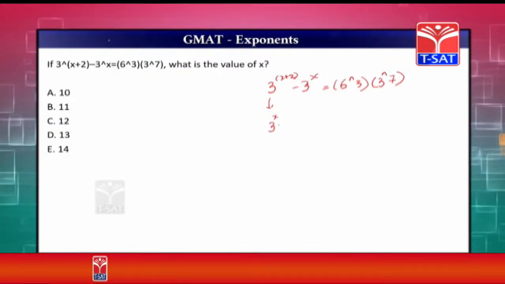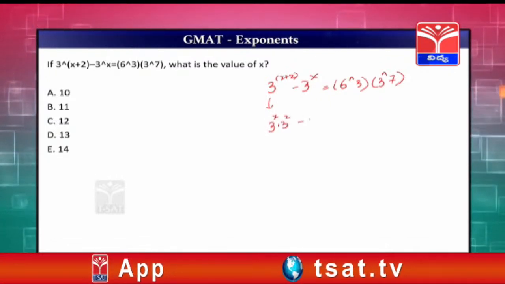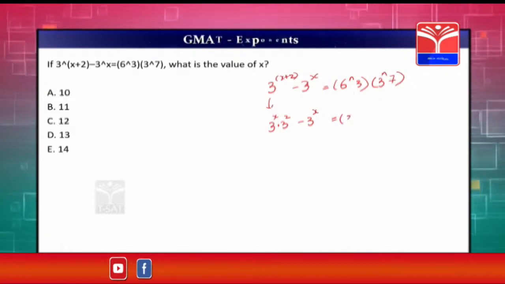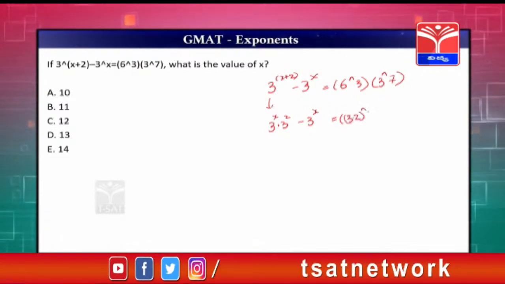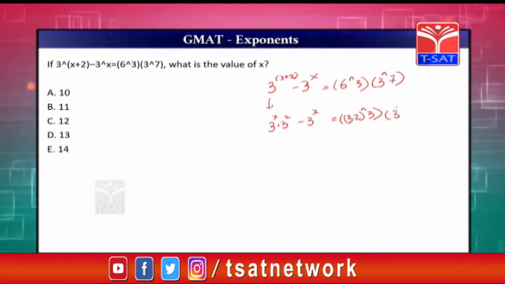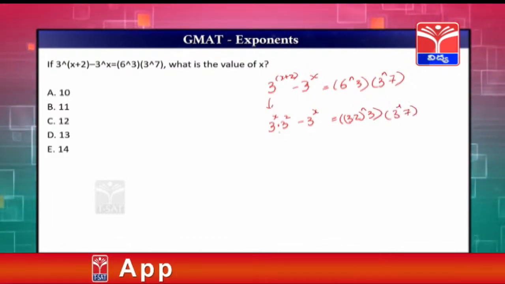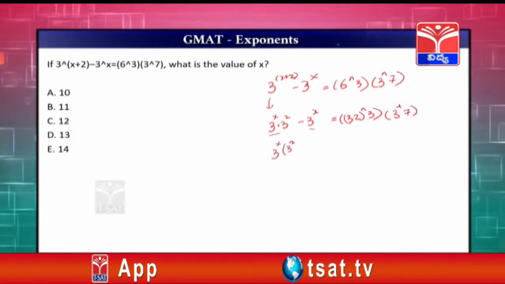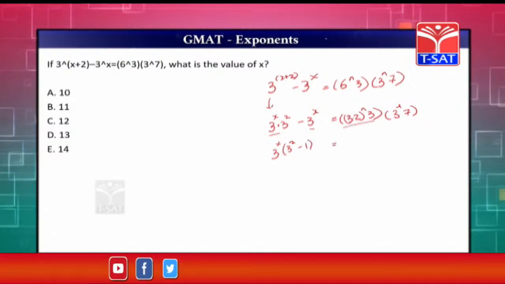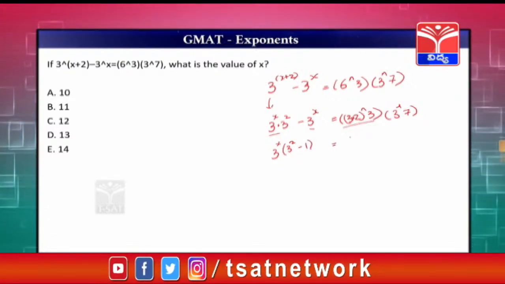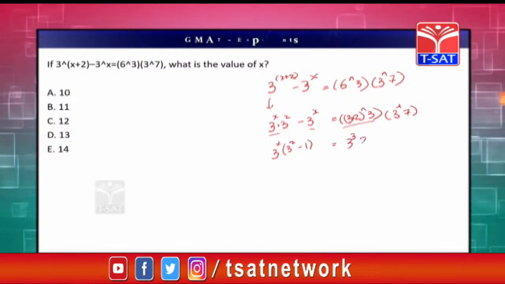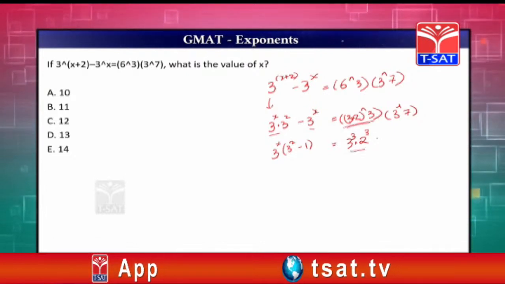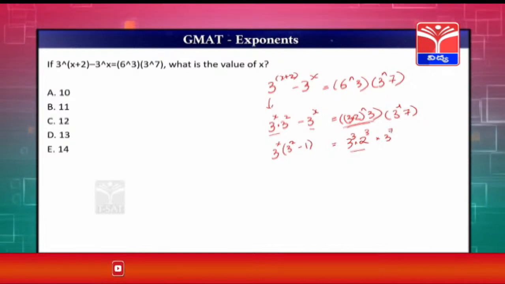3 to the power of x into 3 to the power of 2 minus 3 to the power of x is equal to 6, which is nothing but 3 into 2 whole to the power of 3, into 3 to the power of 7. Now, you can take 3 to the power of x common from both of these. You will be left with 3 to the power of x into 3 square minus 1. You have 3 into 2 to the power of 3. So, that will be 3 to the power of 3 into 2 to the power of 3. When you expand this, this is what you will get, and this into 3 to the power of 7.